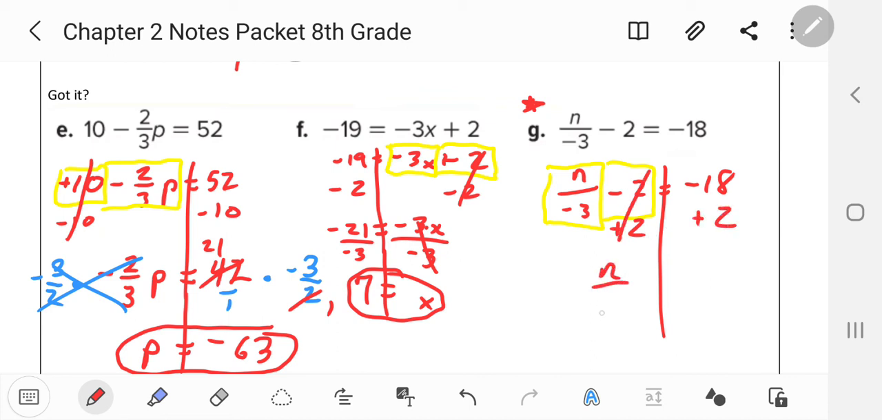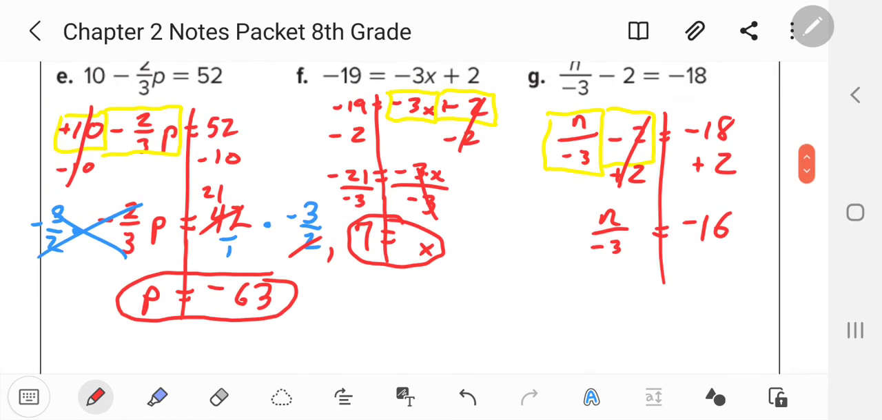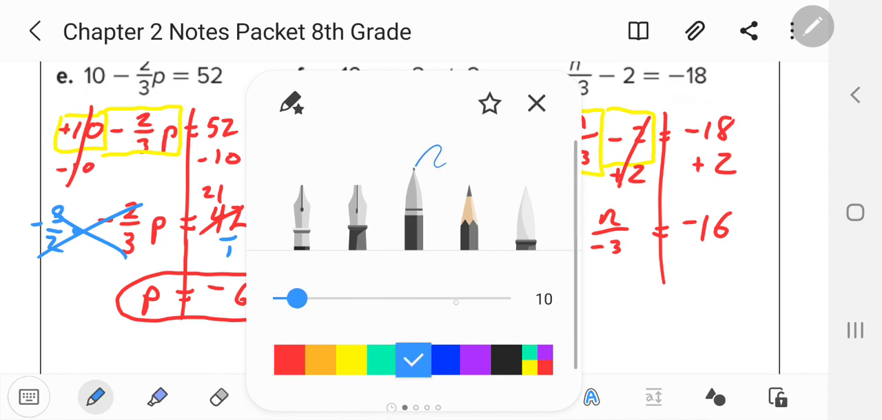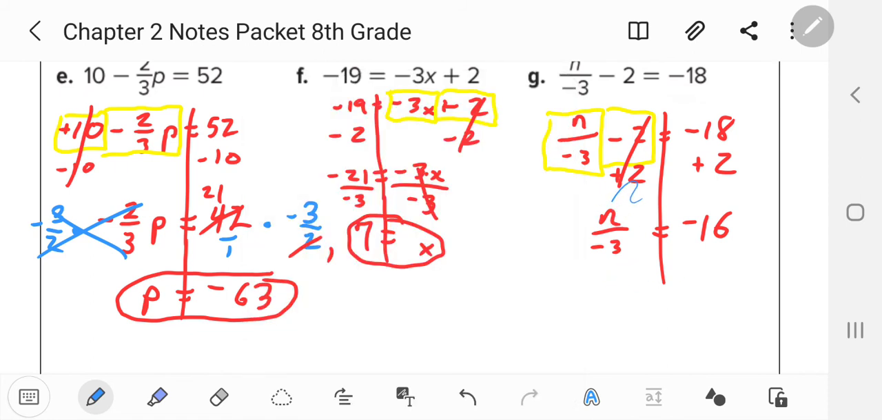Oh, what is this thing? N over negative 3 equals negative 18 plus 2, which is going to be negative 16. And now, what operation do we have to undo here? We have division. So it's n divided by negative 3, so we're just going to show to the side here, times negative 3 and times negative 3 on that side to keep it balanced. These cancel out because they're inverse operations.